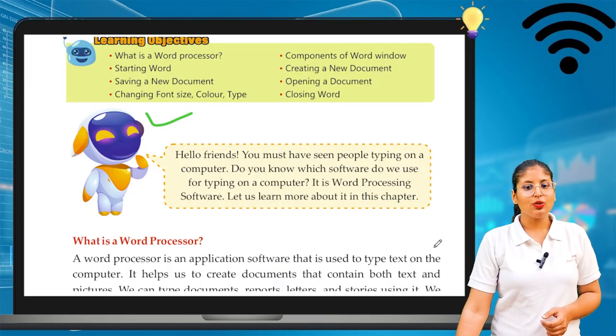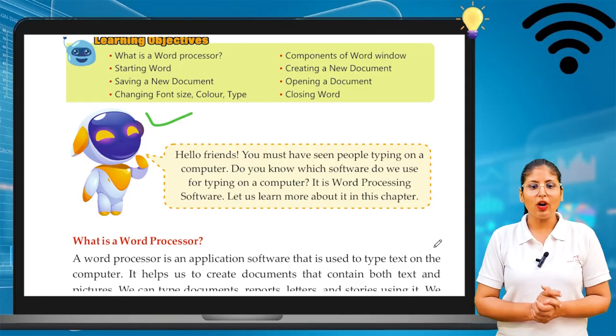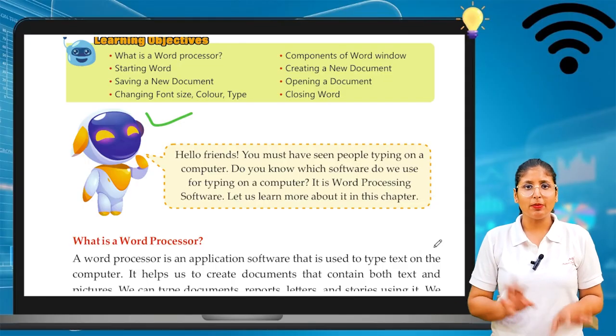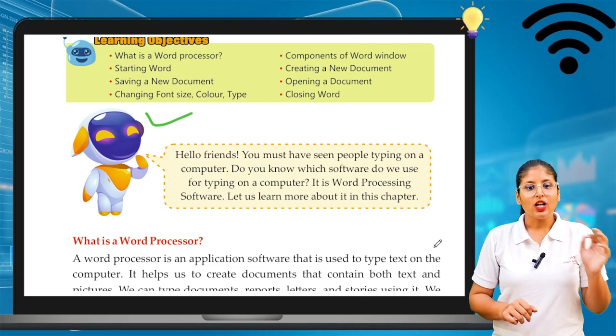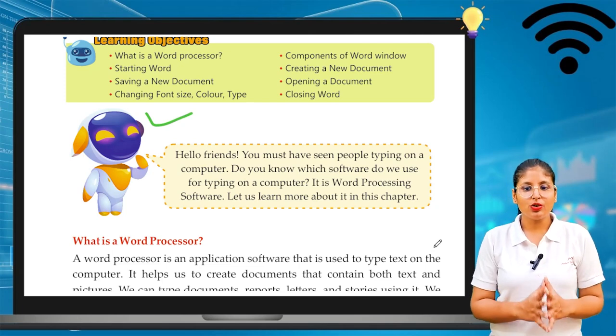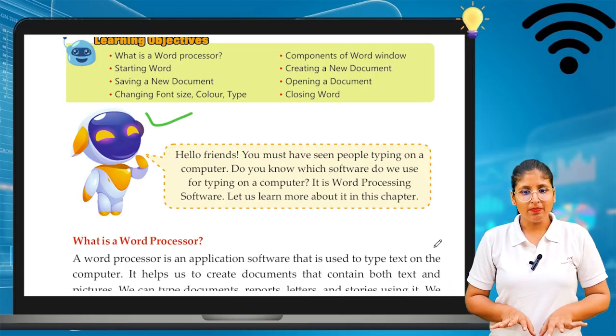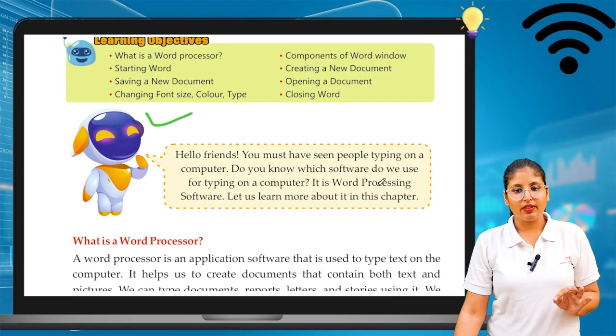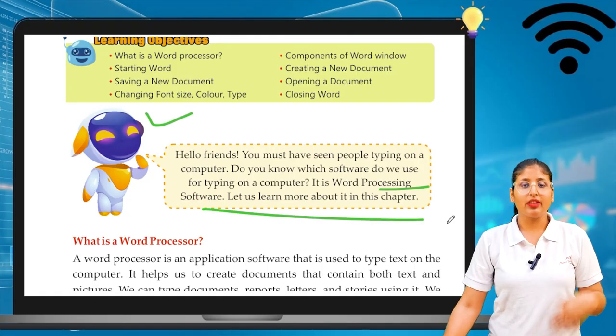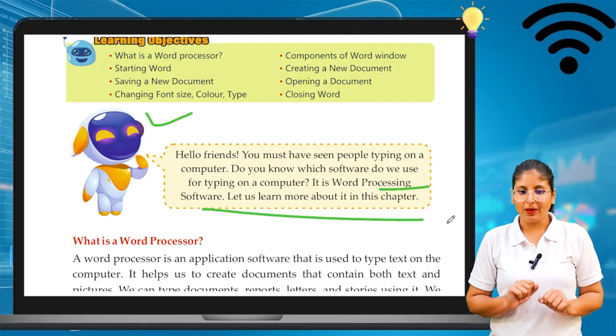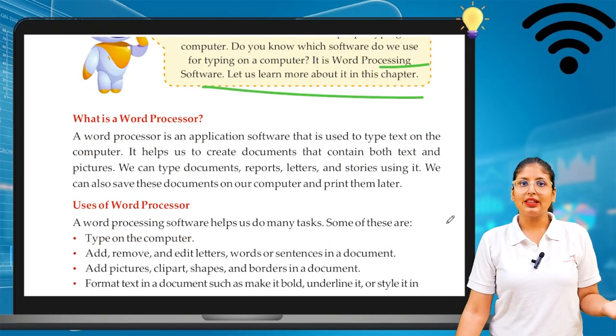Hello friends, you must have seen people typing on a computer. Sometimes we see some people typing on the computer. Do you know which software we use for typing on a computer? It is word processing software. In word processing software we can easily do typing. So let us learn about this in this chapter.